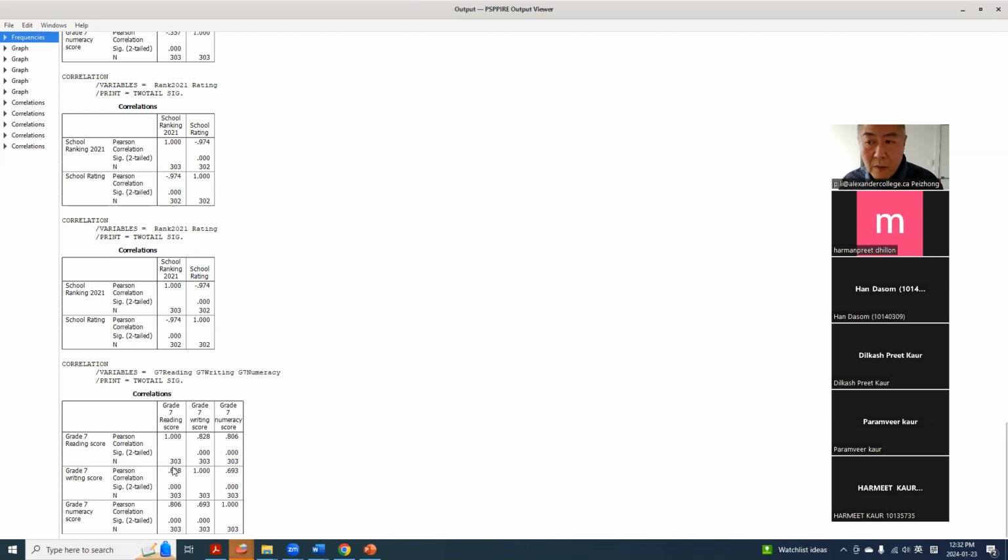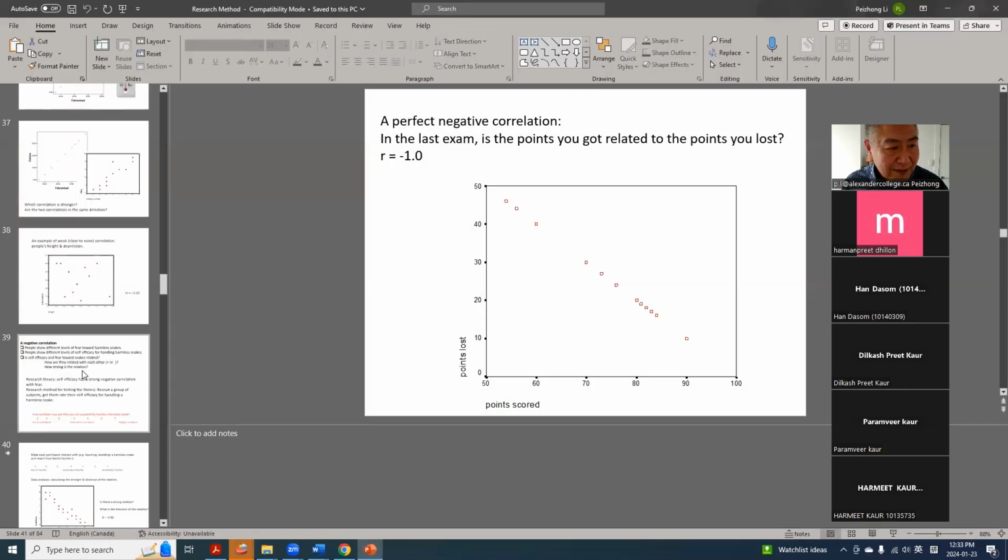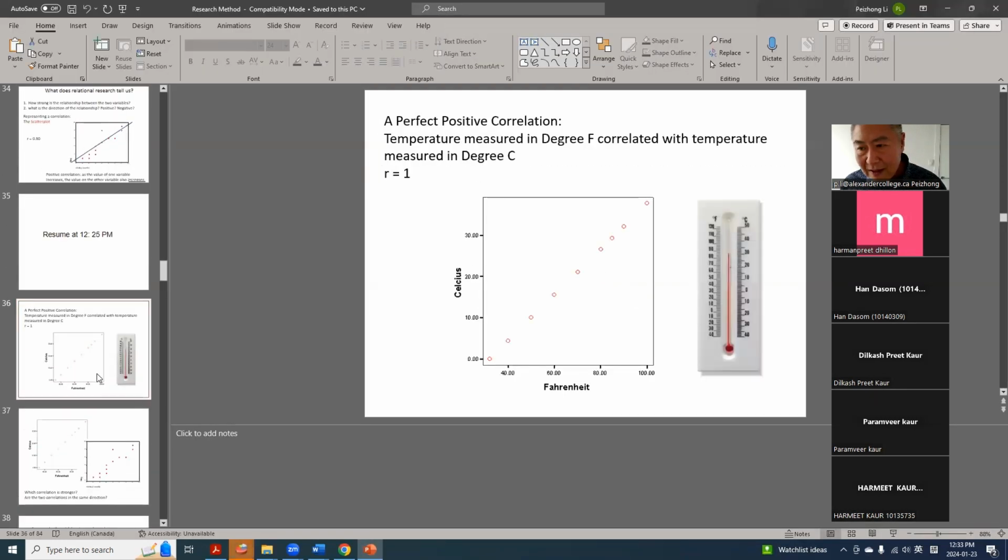1.0, is that strong or weak? Super strong, because these two variables are the same thing. They are the same. Let me show you another example of 1.0. When we have this kind of correlation, it's a correlation between the same thing. Here you have Fahrenheit temperature. Americans use Fahrenheit, but in Canada, we use Celsius, but it's the same.